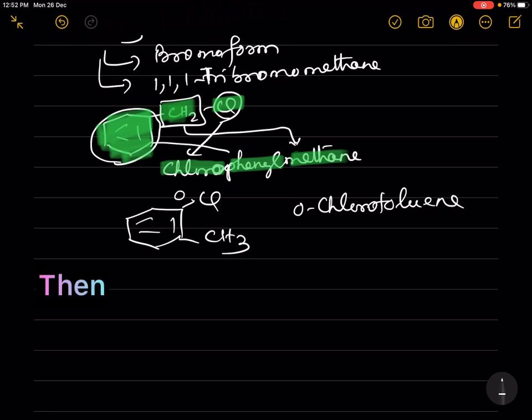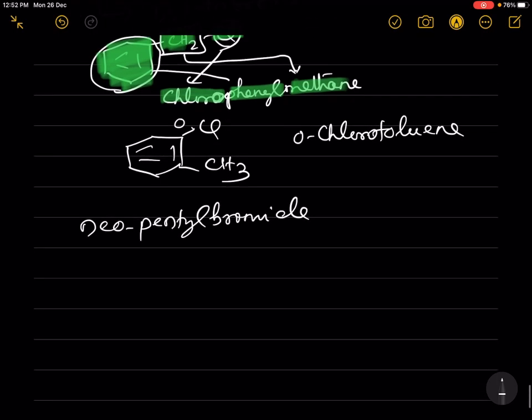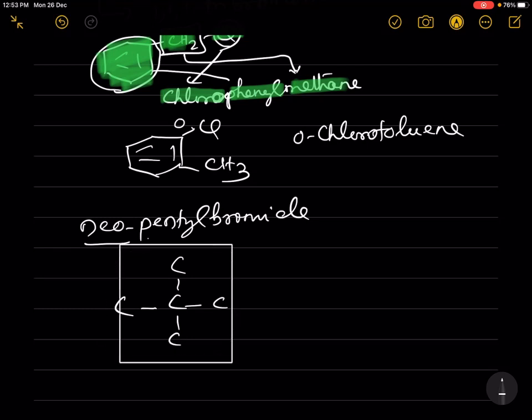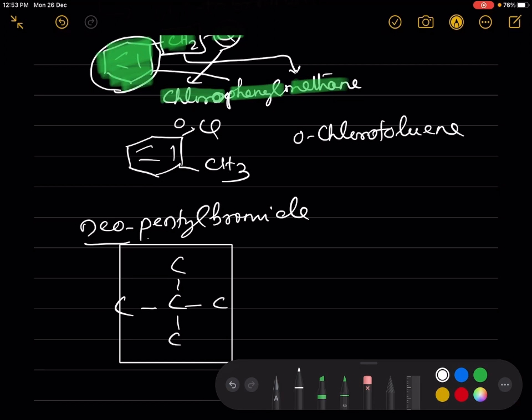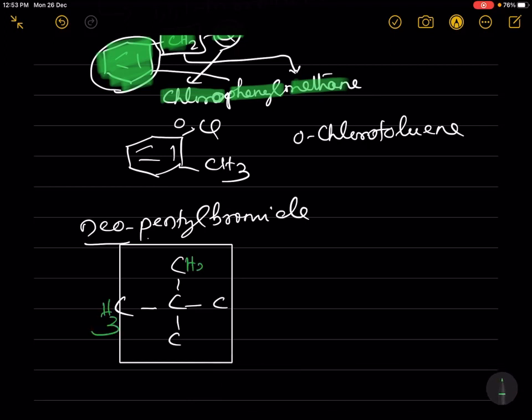Neopentyl bromide. Let us draw the structure of neopentyl bromide. Neo means a carbon atom is bonded to 4 carbon atoms on 4 different sides. So this part is neopentane. But neopentyl means one hydrogen atom will be removed from this neopentane, from this carbon or this carbon or this carbon or this carbon. Remove just one primary hydrogen atom.